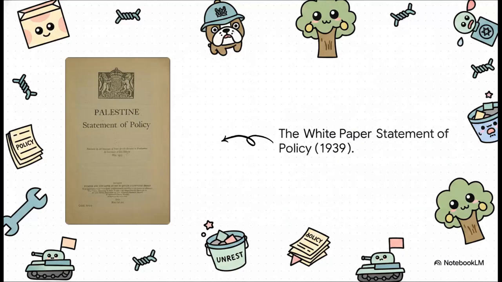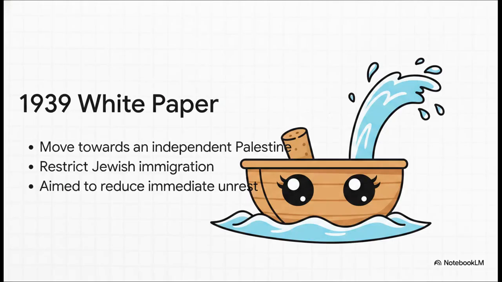We're looking at a great primary source here, the cover of the 1939 White Paper. In historical terms, a white paper is just a government policy document. But this specific one marked a massive pivot in British strategy. They were desperately trying to plug the holes of unrest and maintain control of the region just before the Second World War broke out. The crucial thing is what was actually inside this document.